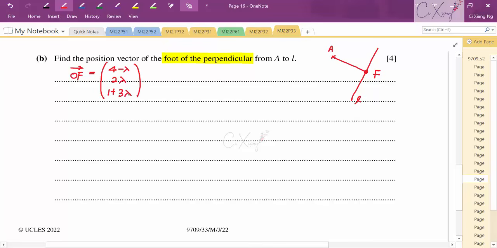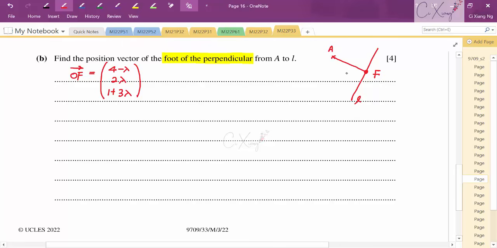So this is the position vector for the F, because it lies on the line. Therefore, the equation of OF will be equal to the vector equation of the line. Some students might prefer to change the lambda to t, because it is assumed there's a certain value of t. When I substitute into this equation, we'll get the point F. For me it doesn't matter, so I'm just keeping it as lambda.